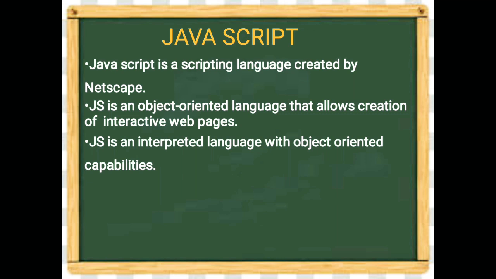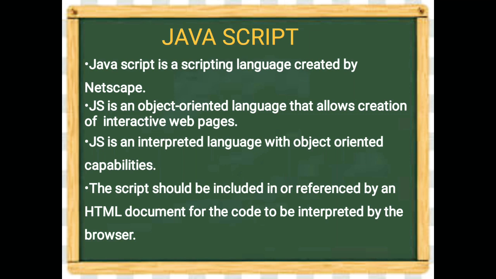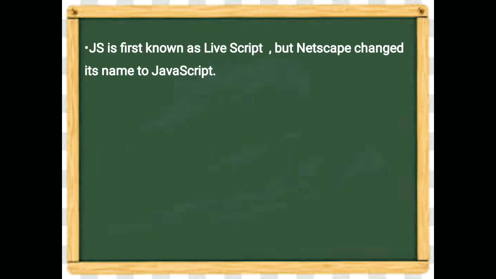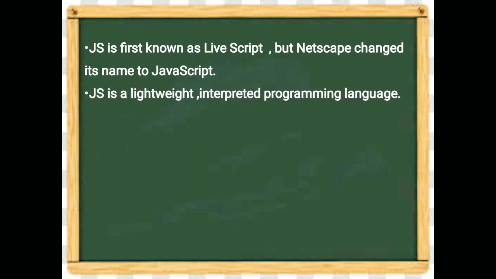It supports polymorphism, encapsulation, and to some extent inheritance as well. JavaScript runs in browser and the script should be included in or referenced by an HTML document for the code to be interpreted by the browser. JavaScript is first known as LiveScript, but Netscape changed its name to JavaScript, and JavaScript has nothing to do with Java. JavaScript is a lightweight interpreter client-side programming language.